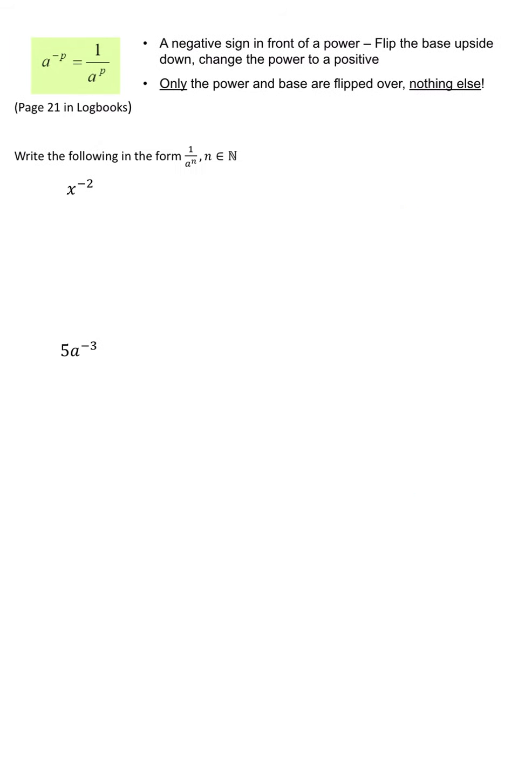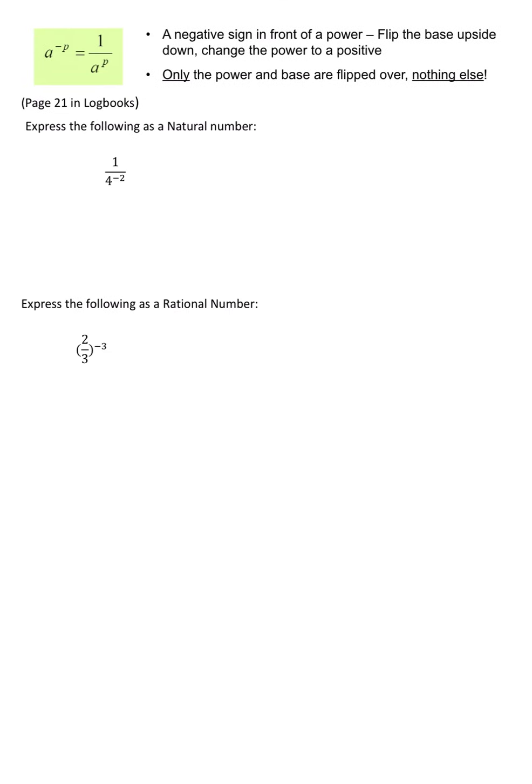Okay, let's have a look at another few. So here, if we have x to the power of minus 2, that'll become 1 over x squared. 5a to the power of minus 3, that'll be 5 over a to the power of 3. Okay, in these two now, you can see that we have a negative sign at the bottom. So for that we will now flip over and become 4 to the power of 2, which can be written out as 16.